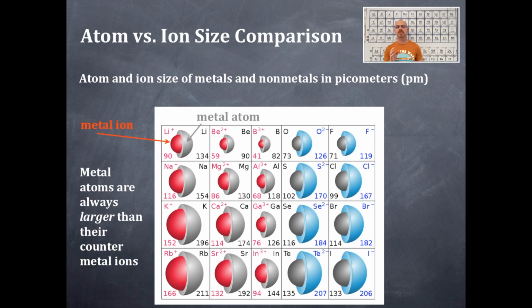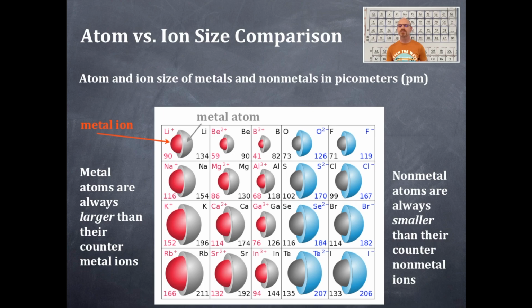Okay, now we're going to look at the blue and the gray. The blue and the gray represent nonmetals. The nonmetal atoms are always smaller than their counter nonmetal ions. So this right here is a nonmetal ion, a fluoride ion, because it has gained an electron. And this is a nonmetal atom. So the atoms are smaller than the ions, and as you should see here, going down a group, they also get larger, both for their atoms and for their ions.